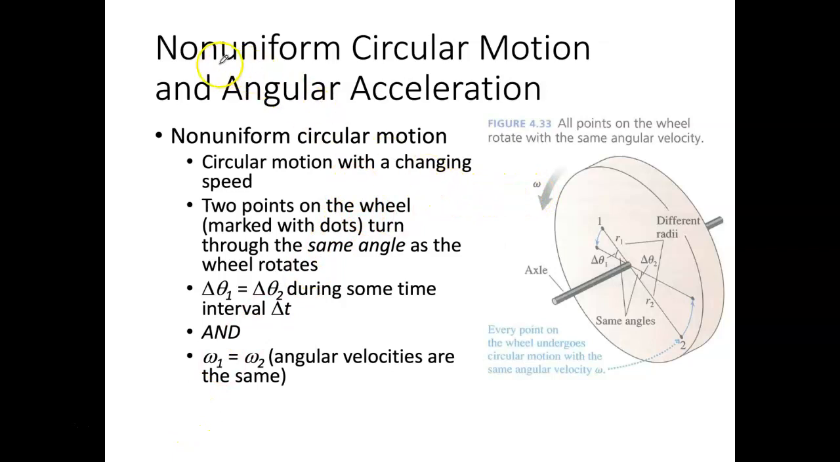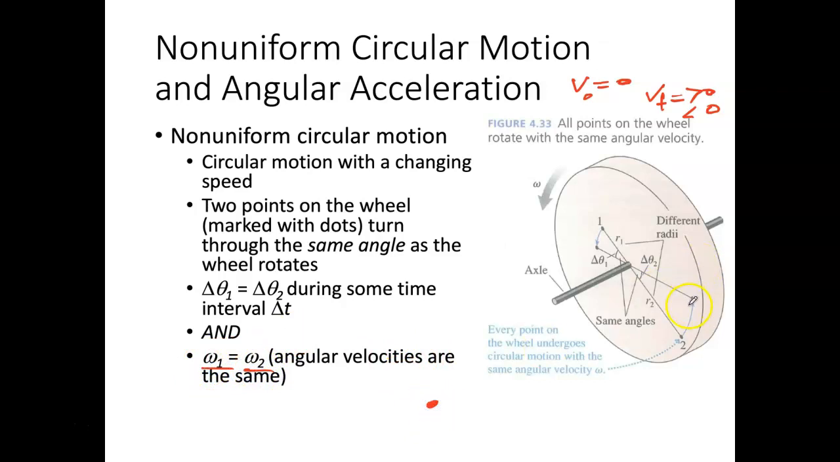Let's take a look at non-uniform circular motion and angular acceleration. So now we're starting at a velocity equal to 0, so that's our original velocity, and our final velocity then is going to be equal to some number that's going to be greater than or less than 0. So if we take a look at 2 points on the wheel and turn it through the same angle, we're going to notice that we have two angular velocities that are the same.